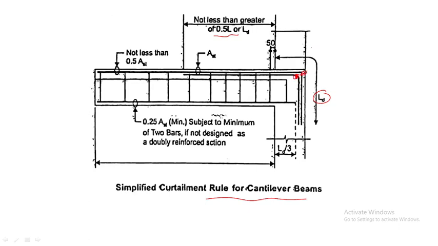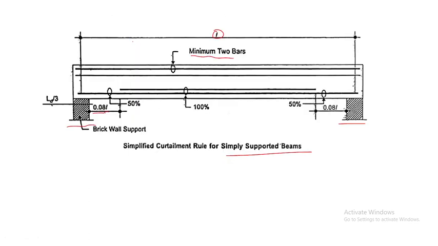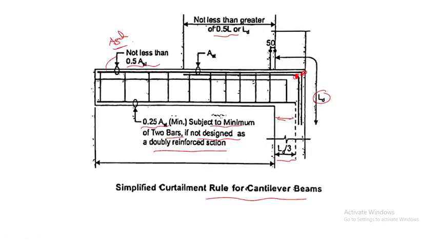So this dimension they are telling you to take how much? 0.5L or LD. And this one at the bottom 0.25 AST, that is subjected to a minimum of 2 bars if not designed as a doubly reinforced section. Okay, so LD by 3, this extension is L0 by 3. Okay, so 0.5 AST, this is the area, that is, AST is 0.5 AST. Okay, this is about the cantilever beam.